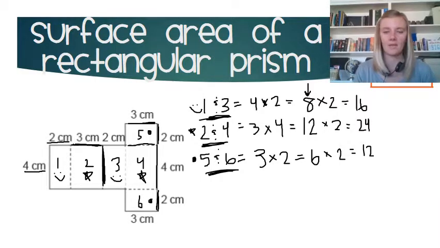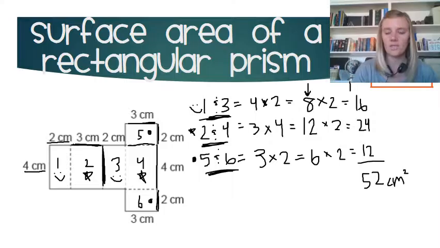Now we can add, okay? So 10, 12, carry my 1, 4, and 5. So my total surface area would be 52 centimeters. That's supposed to be centimeters squared.